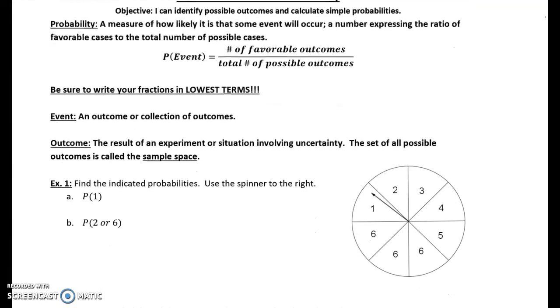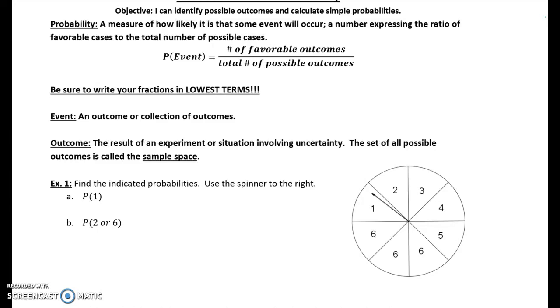Okay? If you do leave it as a fraction, be sure to write it in lowest terms. You can also turn things into percents, but for the most part, I would just suggest leaving things as fractions. All right? Anytime something happens, like flipping heads or rolling a 6, we call that an event. That's an outcome that we're looking for. Sometimes it can be a collection of outcomes, like maybe I'm looking for rolling an odd number or an even number or drawing a heart. That's a collection of outcomes. There's more than one thing.